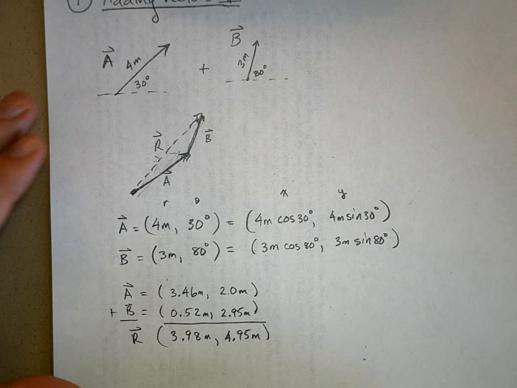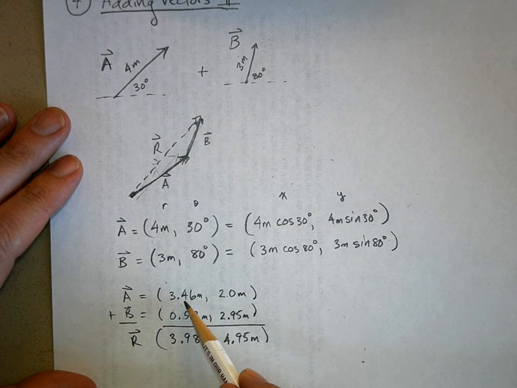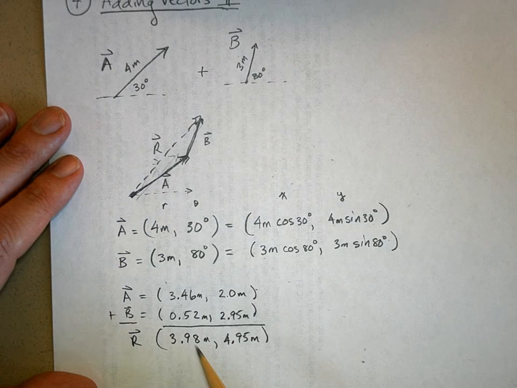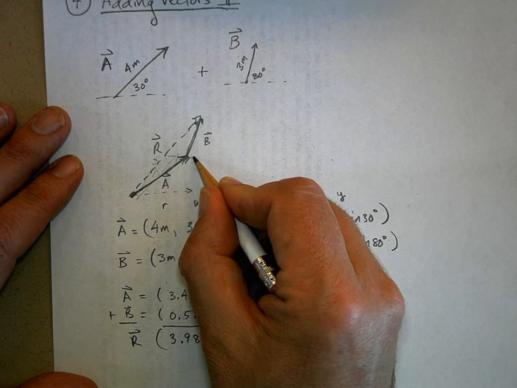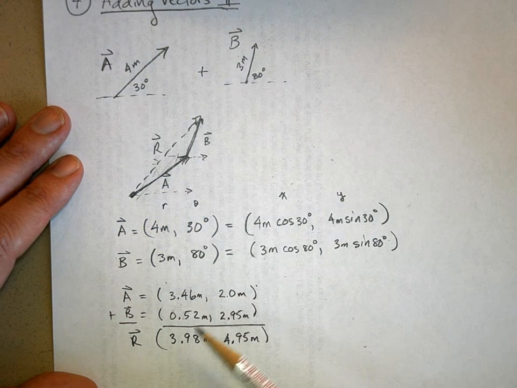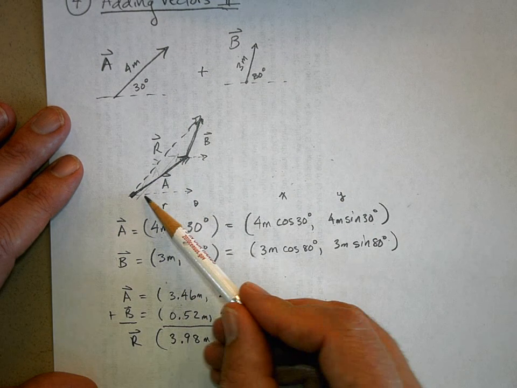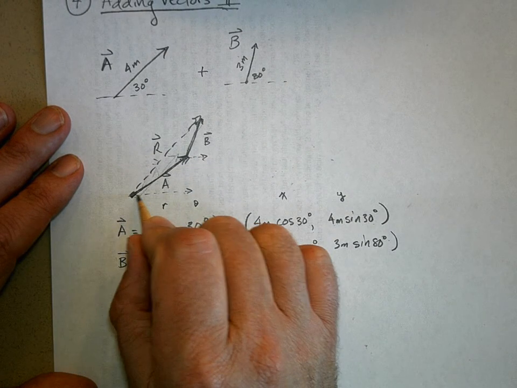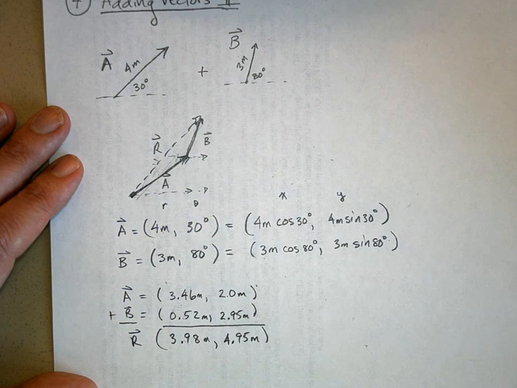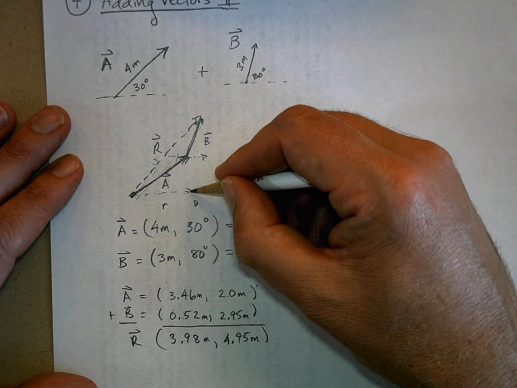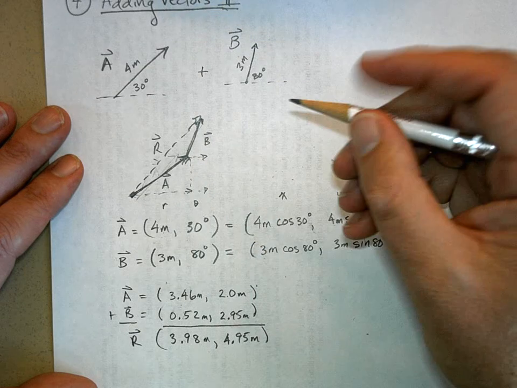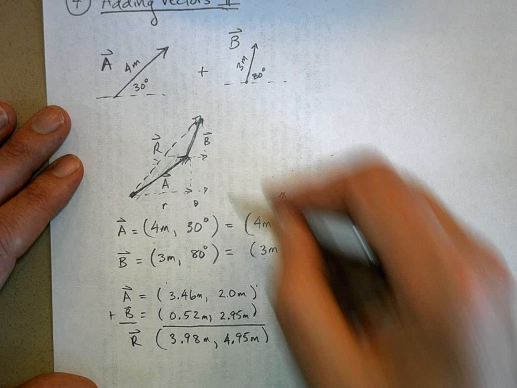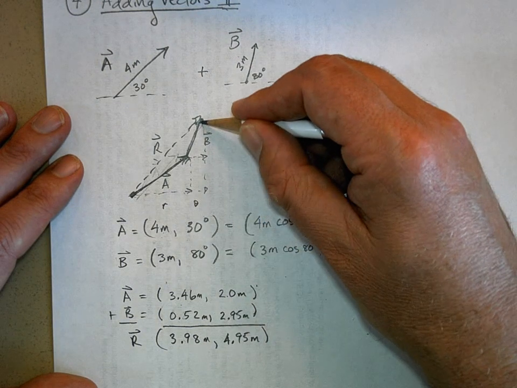And this is good. Look at the picture. Here's AX is right here. There's AX. And then here's BX. See that they're in the same direction? This is 3.46. This is 0.52. Gives me a total of 3.98. In other words, R goes all the way out to here in the X direction. In the Y direction, A goes up 2, B goes up 2.95. When you add those together, you get the total R in the Y direction.